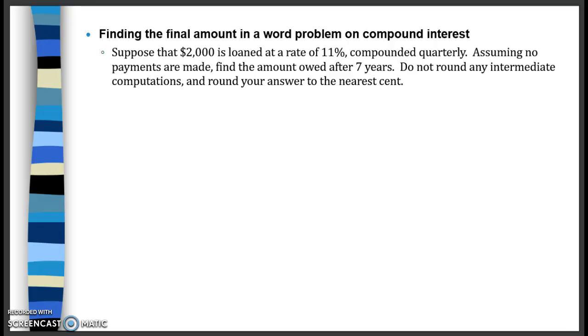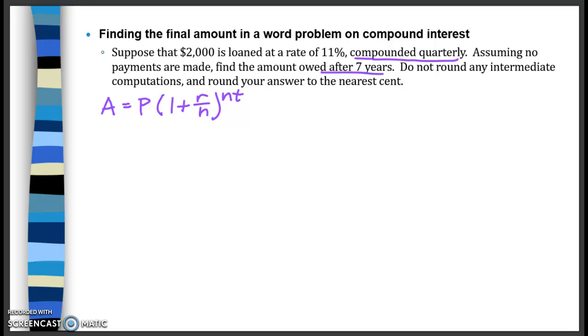Suppose that $2,000 is loaned at a rate of 11% compounded quarterly. Okay, so we're not compounding continuously, and it's not simple interest. So that means we're going to use the formula A equals P times 1 plus r over n to the nt. Now we want to find the final amount owed after 7 years.